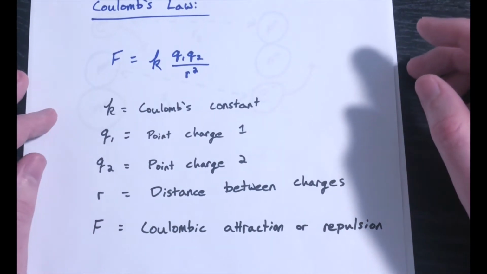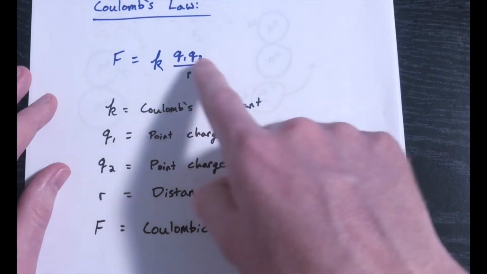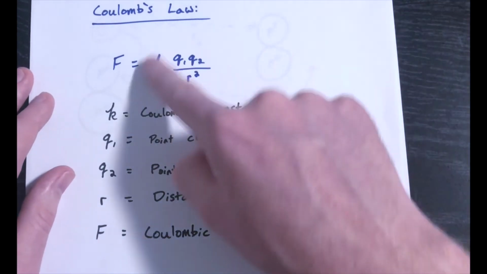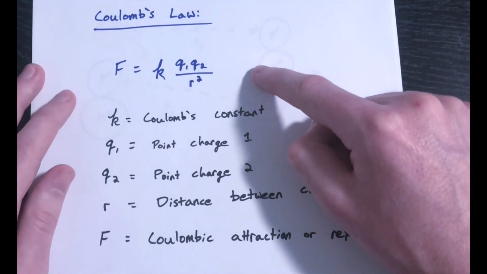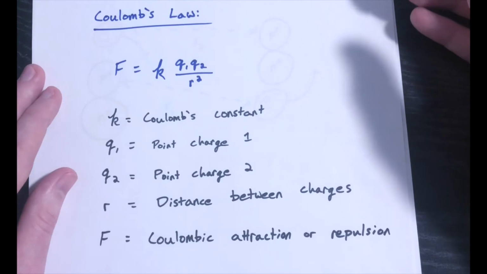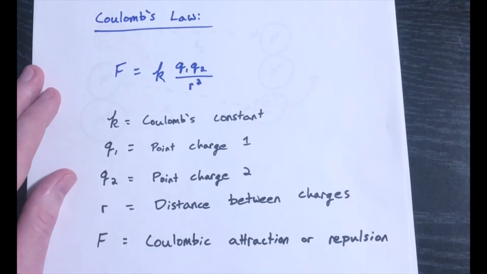If you considered a proton and electron, q1 would be positive, q2 would be negative, for example. Again, k and r are both positive, so this value would be negative. What that means is you need to lose force or lose energy in order for that interaction to occur, which is favorable.